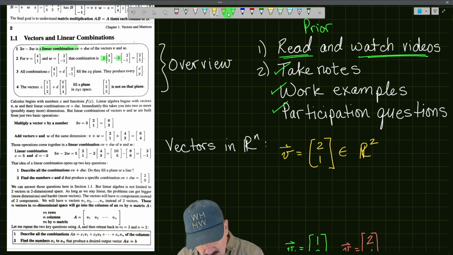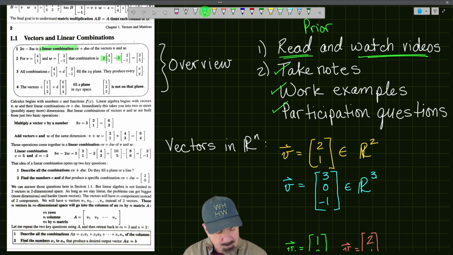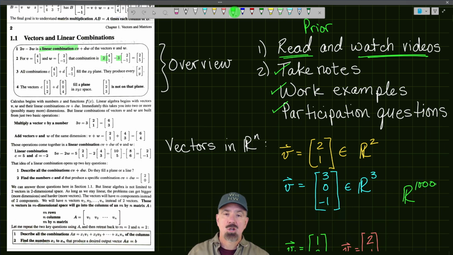Another example, switch over here. So another example would be something like (3, 0, -1). So this vector is an element of R3. And the power of linear algebra is twofold. First of all, we can extend this idea. Everything that we talk about, all the definitions, all the concepts, everything extends as far as we want to go. If we want to talk about vectors in R100, no problem. R1000, no problem.